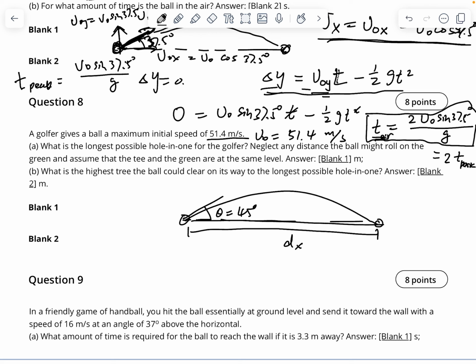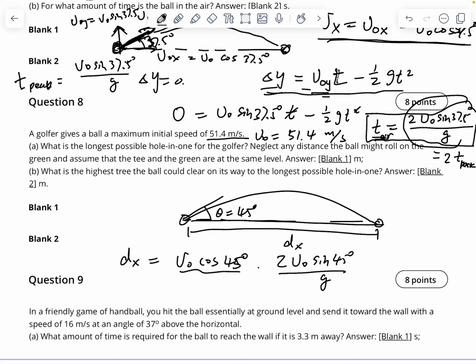So we know dx longest equals v naught cosine 45, right? This is the initial velocity in the x-axis times the air time. You see, the air time is the same thing as here, right? So 2 v naught sine 45 divided by g. That's it. Okay, just plug in. So the equation to plug in is 2, 51.4, 9.81.